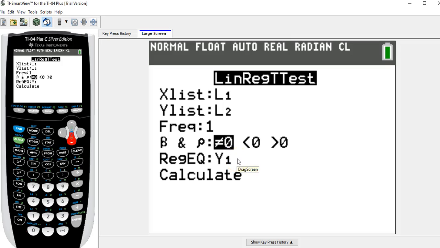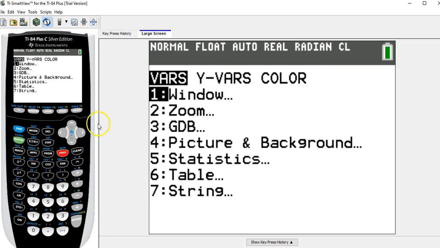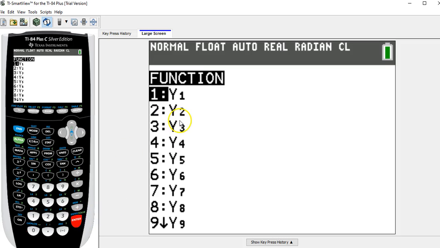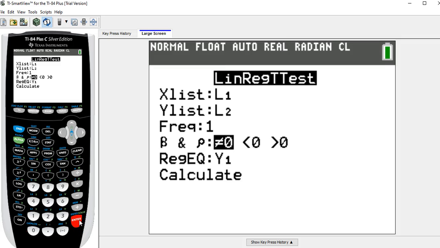Now there's no reason to do that for this homework, so I'm going to clear that out. But if you wanted to store it, let me just show you how to put that back in there. If you hit vars, and then Y-vars, and then function, and then the first thing there is Y1, that'll put that there. If you wanted to store the regression equation in the Y-vars here in the graphing part of the calculator. I don't think this homework asks us for that to graph this particular equation, so I'm going to clear that out, that particular one.